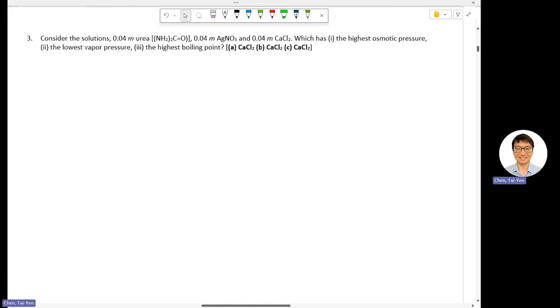Number 3. Consider the solution. Okay, you got a lot of different types of solution now. It asks you which one has the highest osmotic pressure, lowest vapor pressure, highest boiling point. Those are keywords, right? Because once you think boiling point, melting point, osmotic pressure, it has to be a colligative property question. So the thing you have to know is what the effective concentration is.